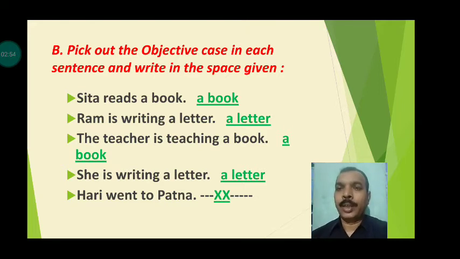Ram is writing a letter. Answer is a letter. The teacher is teaching a book. Answer is a book. She is writing a letter. Answer is a letter. And Hari went to Patna. There is no objective case in this sentence. So, here we will not write any answer as objective case because no object is present in the sentence.